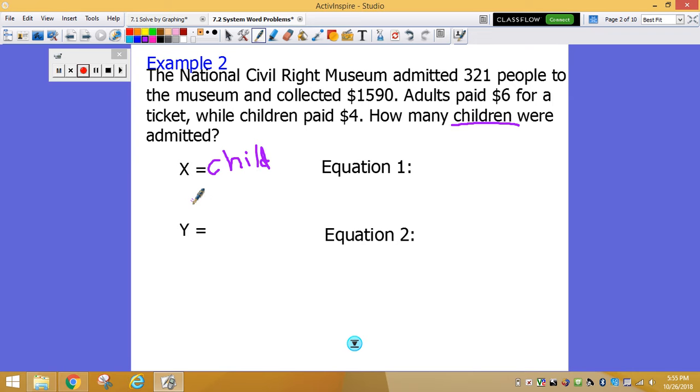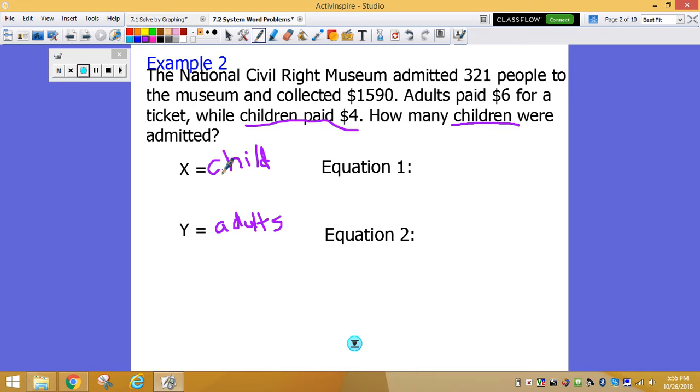And what goes with children, right? Children paid $4. So what would my other variable be? Hopefully you realize that it's got to be adults. That's the other tickets that were bought, adults and kids. Just like before, I'm going to make a money equation, and then I'm going to make my second equation.